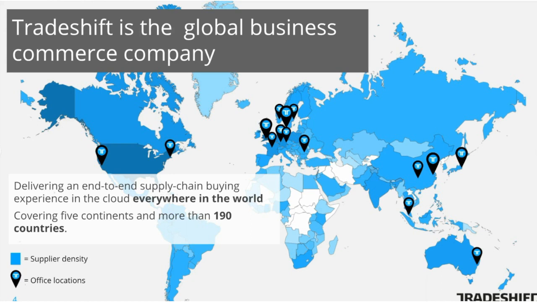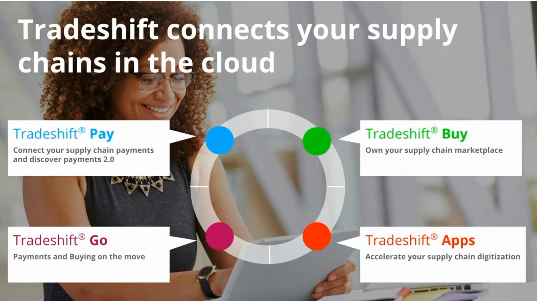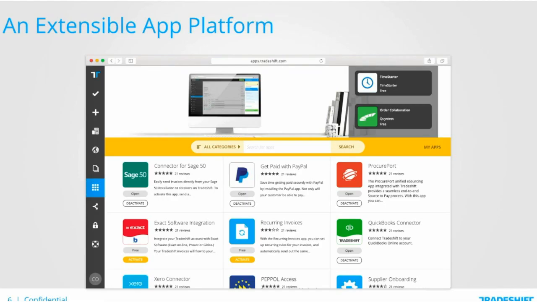Tradeshift offers a full range of supply chain solutions, including Tradeshift Pay, a cutting-edge e-invoicing solution, Tradeshift Buy, a market-based solution for suppliers and buyers alike, Tradeshift Go, a mobile solution. We also offer an extensive app infrastructure, similar to the App Store, offering a rapidly expanding range of third-party applications built on our open app interface, and offering a wide range of functionality to extend and support buyer and supplier business needs.